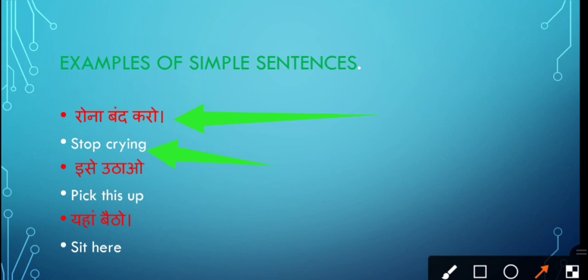Then our next sentence is ise uthao. Whenever anything falls down on the floor from your hand or from your friend's hand, then you can say like this, pick this up. I hope you understood these sentences. These are very simple sentences.